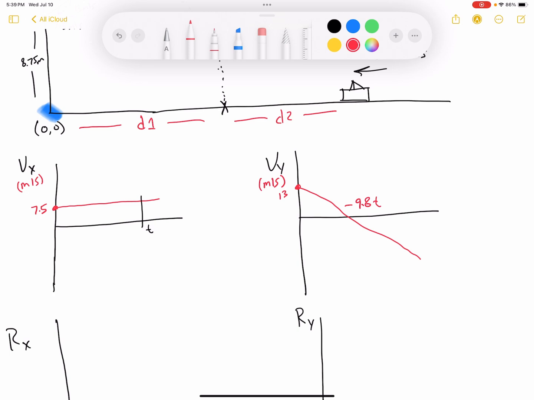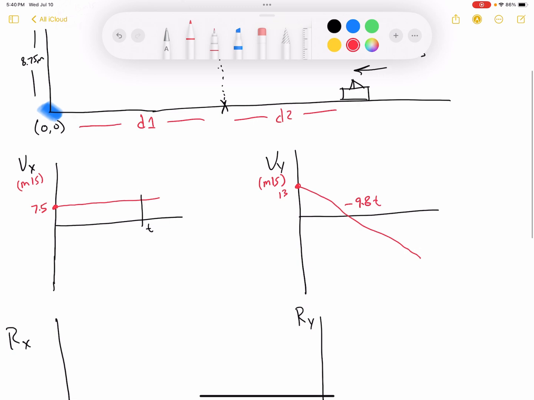Now this line here, does it have a y-intercept? Yeah, obviously the 13 is a y-intercept, so we're going to say plus 13. So this is the function for this line. So the acceleration in y is actually negative 9.8t plus 13. Okay.